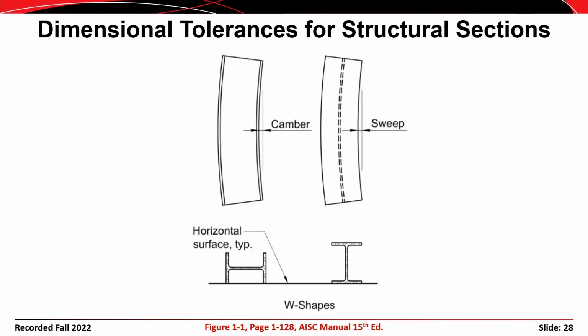Okay, camber and sweep are important. Sometimes we provide these on purpose. Sometimes they're provided to us free of charge. So basically, camber and sweep are just variations of the member's axis with respect to a theoretical line. So if the member is bent about its strong axis, about the x-axis, then it's referred to as a camber. If the member is bent about its weak axis or the y-axis, then it's referred to as a sweep.